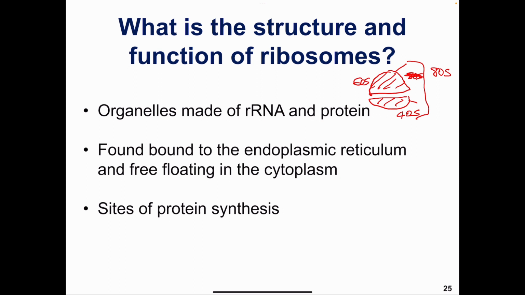So, the ribosomes are specialized in protein synthesis. They are the site of protein synthesis. The ribosomes are going to be found free-floating in the cytosol, or they're going to be attached to the membrane of the endoplasmic reticulum, causing the endoplasmic reticulum to look rough. That's why we call it rough endoplasmic reticulum.